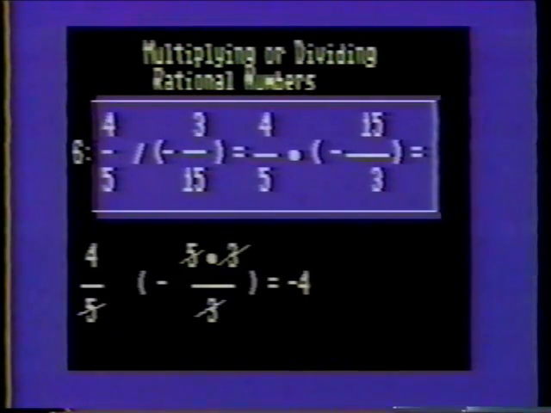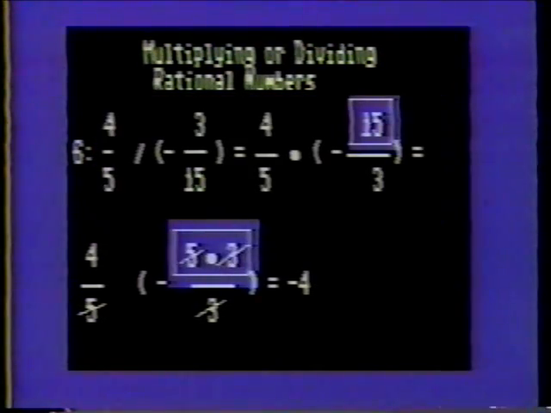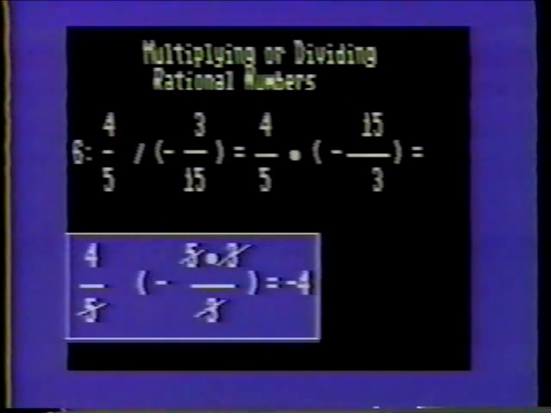4/5 divided by negative 3/15 is 4/5 times negative 15 over 3. Negative 15 factors into negative 5 times 3. 5 and 3 cancel out, leaving negative 4.